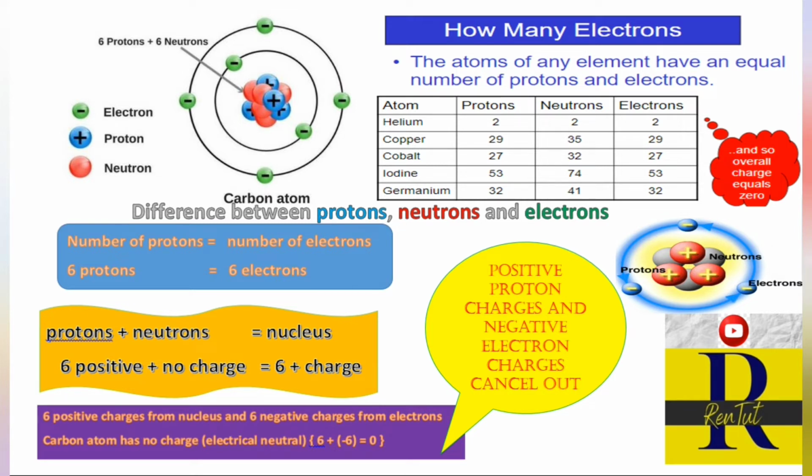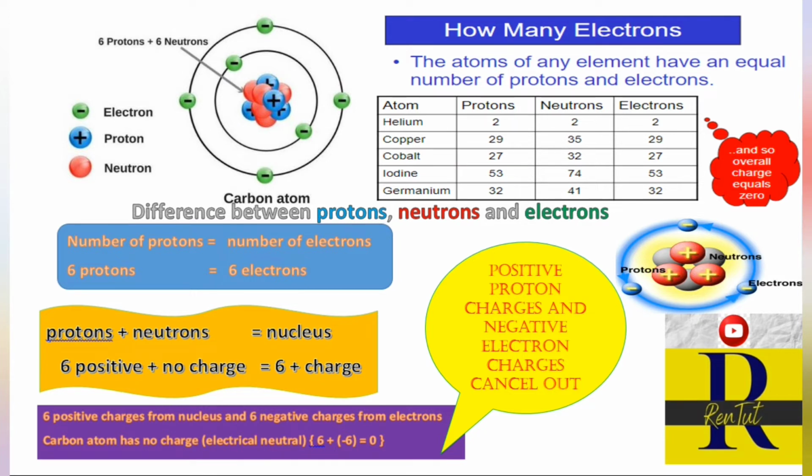Because in the center it has 6 plus charge, and these electrons are revolving around the nucleus, it has 6 minus charge. So this 6 plus and this 6 minus cancel out each other, and the resultant is, in any element you will see, in this case we have taken an example of carbon atom, does not have any charge. In physics we say it is electrically neutral.